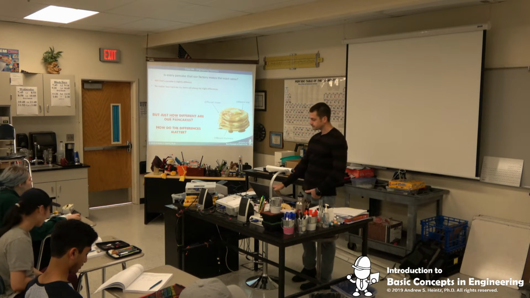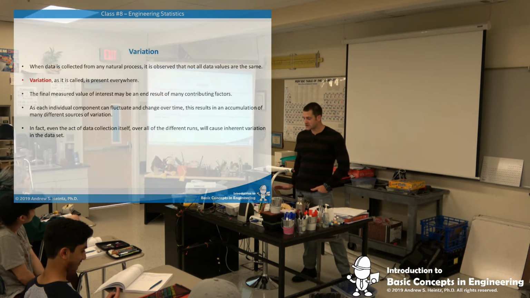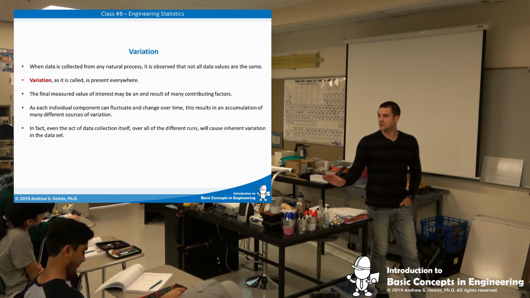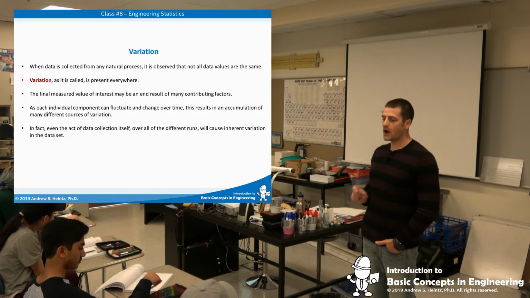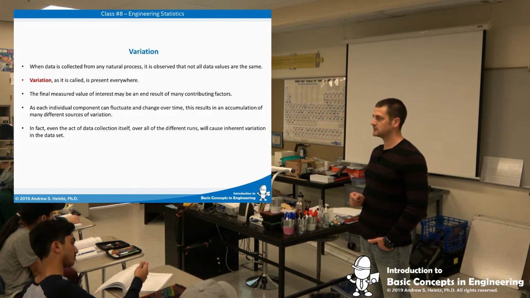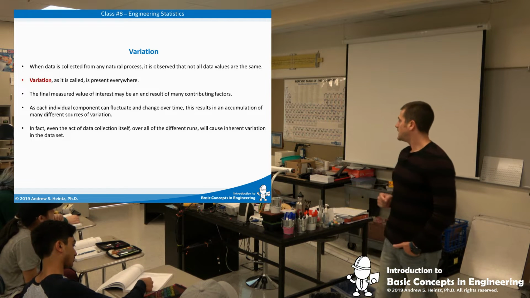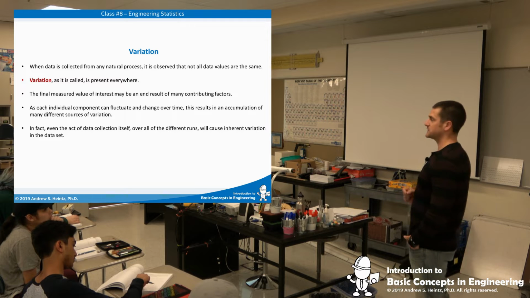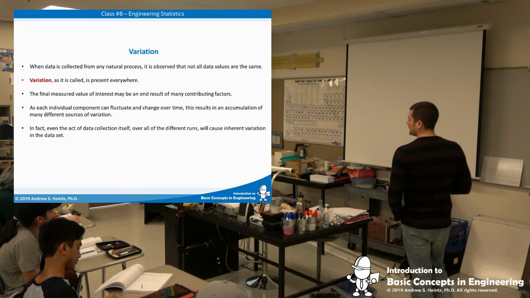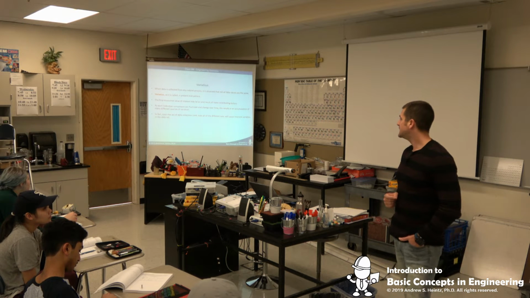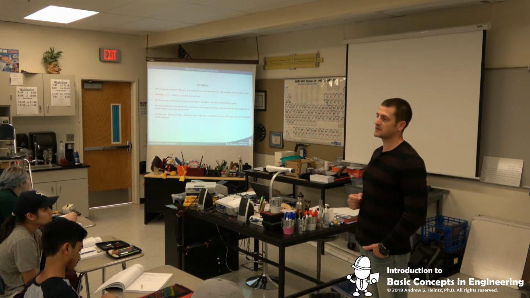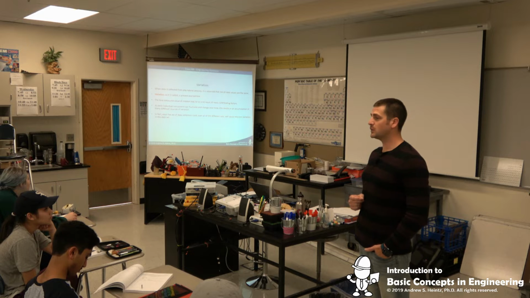Okay? So the point is, variation doesn't matter what we're collecting. When data is collected from any natural process, not all of that data will be exactly the same value. It just inherently makes sense. Variation, as we call it, is present everywhere. And what's interesting is the final measured value of interest may be an end result of many contributing factors, one of which may be what?